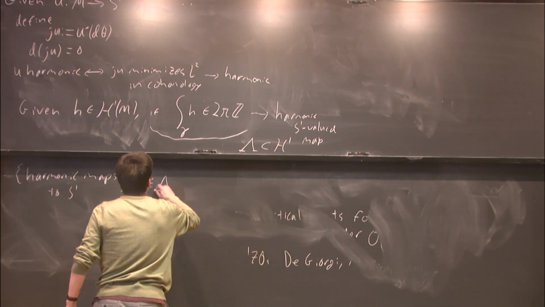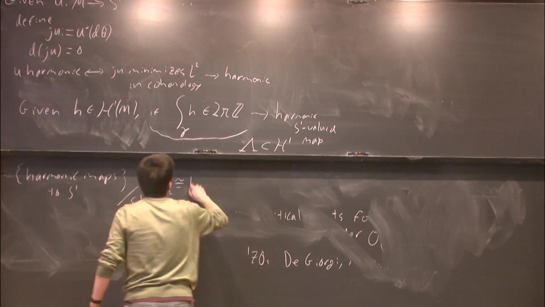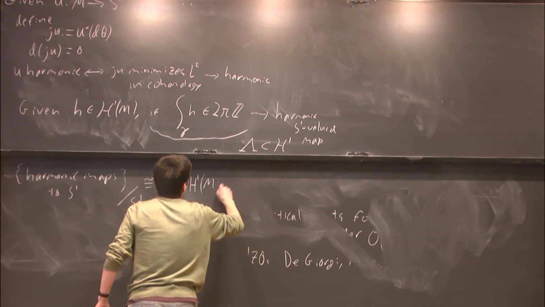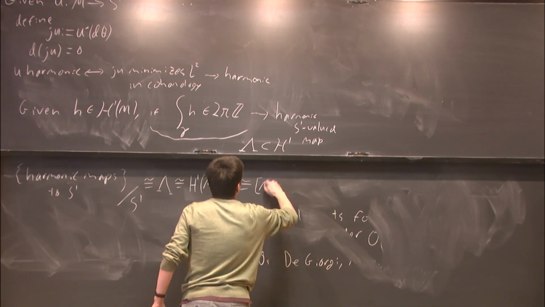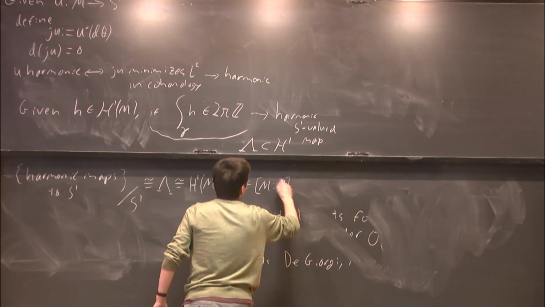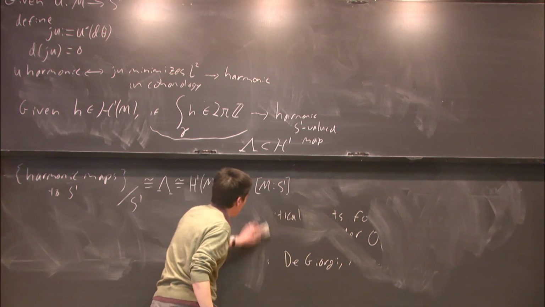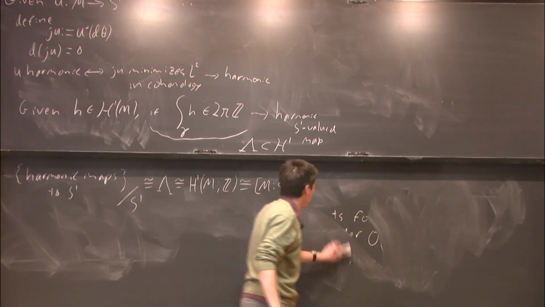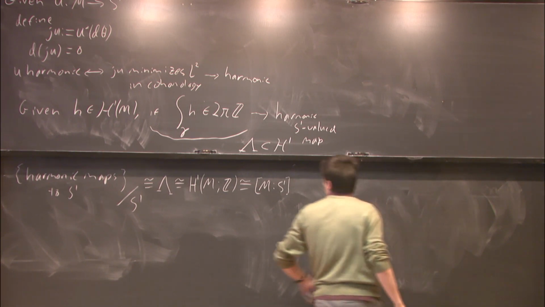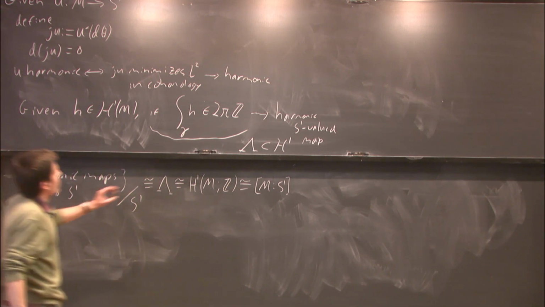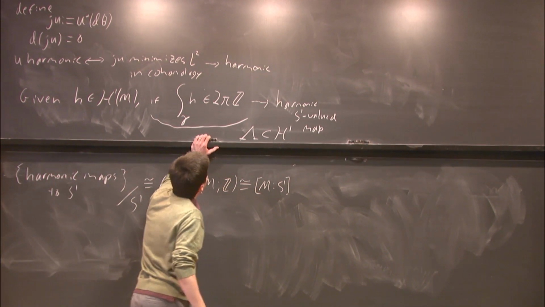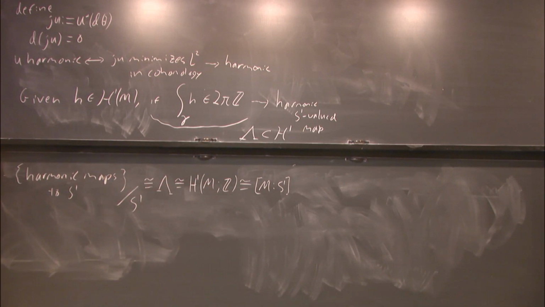Okay, which we can identify, if you like, with the integer cohomology in degree 1, which of course is just the homotopy classes of maps to S1. So in particular, life is very simple. We have a minimizer in each homotopy class, which is unique up to rotations. Okay? So in particular, the space of harmonic maps here, well, it's nice, but it's not especially rich, right? We get all our information from the cohomology.